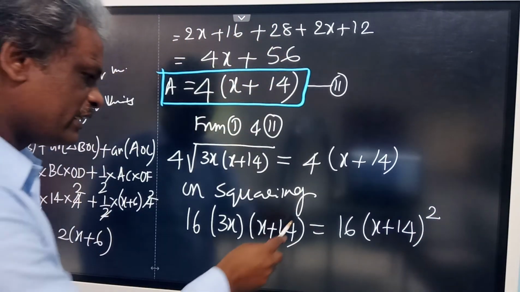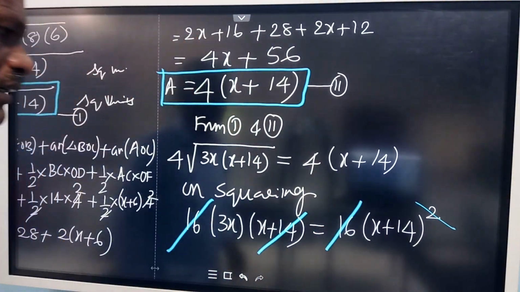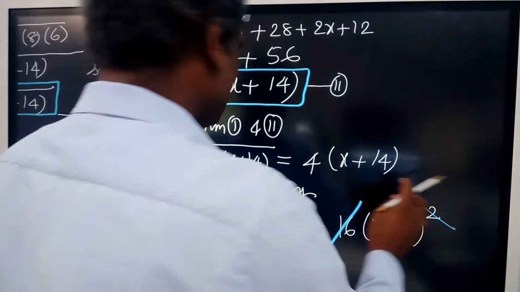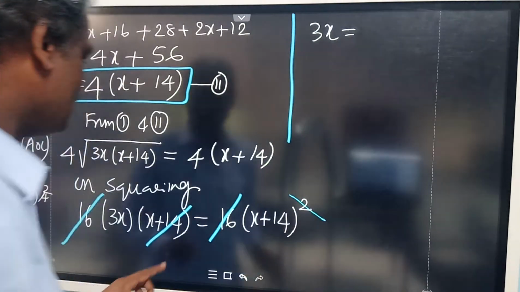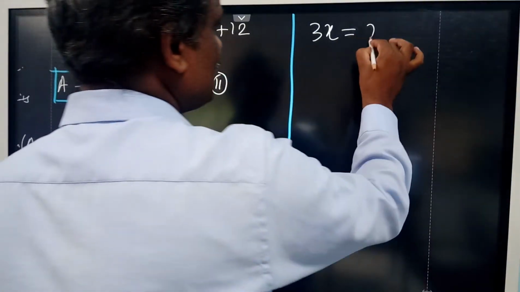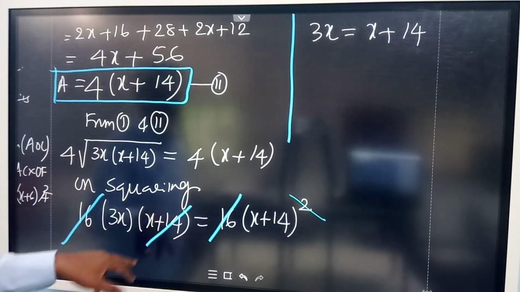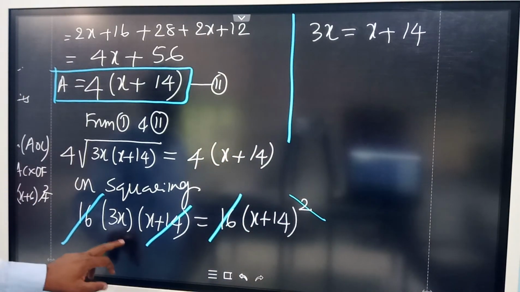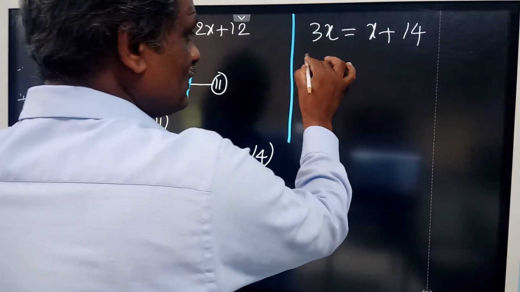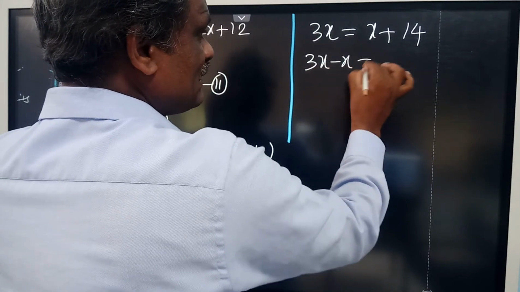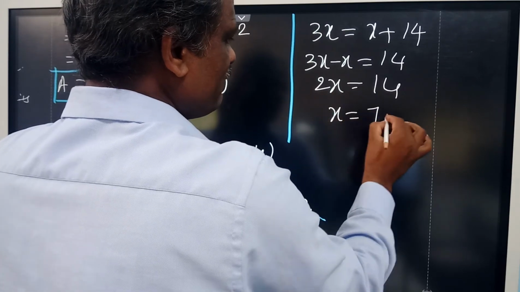See here, x plus 14 and the square cancel, 16 and 16 cancel. So what is left out here in the left hand side? It is 3x only. In the right hand side you are left with x plus 14. Now transfer x to the left side. 3x minus x is equal to 14, 2x is equal to 14, x is equal to 7.